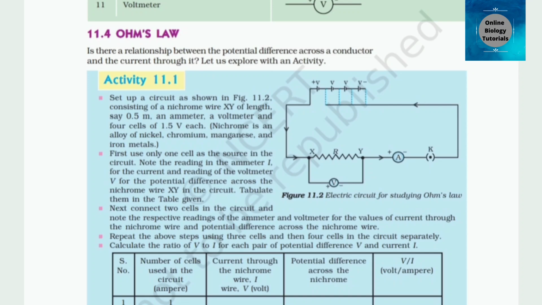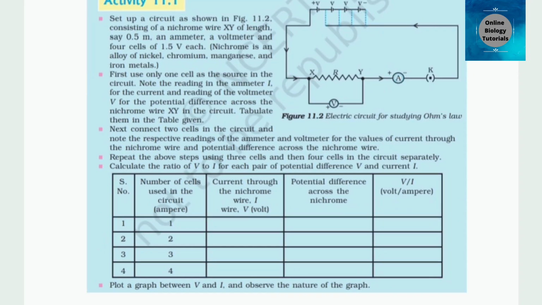Note the reading in the ammeter, I, for the current and the reading of the voltmeter, V, for the potential difference across the nichrome wire XY in the circuit. Tabulate them in the table given. Next, connect 2 cells in the circuit and note the respective readings of the ammeter and voltmeter for the values of current through the nichrome wire and potential difference across it. Repeat the above steps using 3 cells and then 4 cells in the circuit separately. Calculate the ratio of V to I for each pair of potential difference V and current I. Plot a graph between V and I, and observe the nature of the graph.